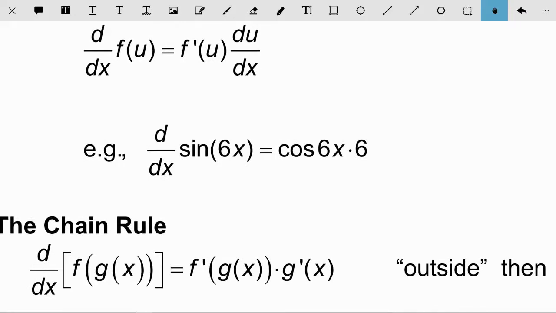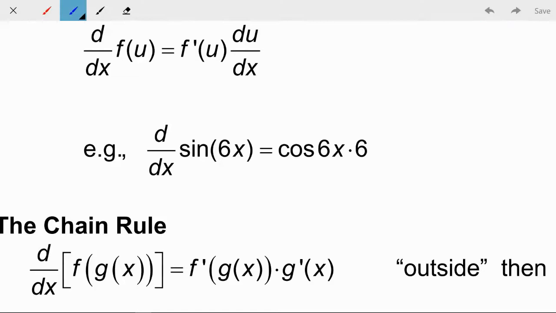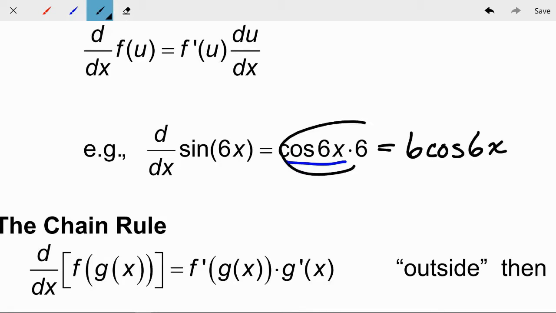The derivative of the sine of 6x. Well, take the derivative of the sine, and you get the cosine 6x, and then we're going to multiply by 6. And again, I would typically write this as 6 cosine 6x, because when it's written this way, it's not very clear if the 6 is multiplying to the 6x or the 6 is multiplying to the cosine.